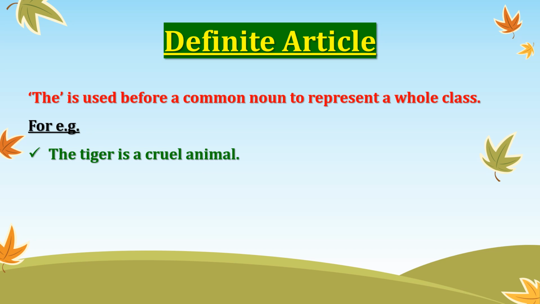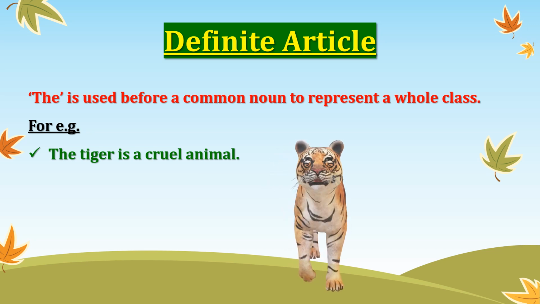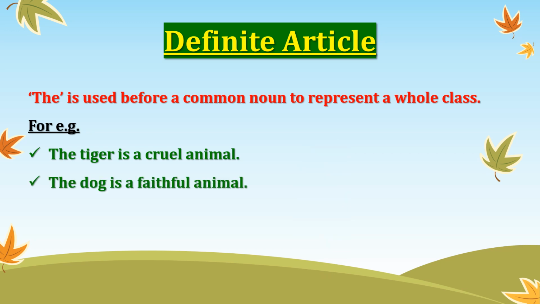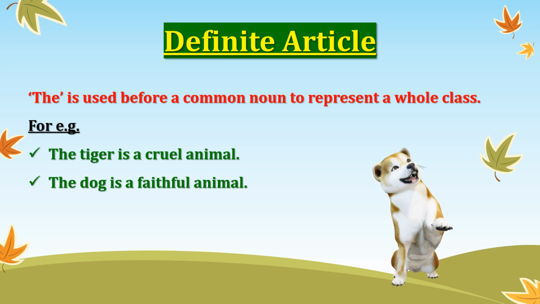For example, look at the sentence given here. The tiger is a cruel animal. Yes, tigers are cruel, and here this common noun tiger is representing the complete class of tigers together. So we have used the article the here. Let us take another example. The dog is a faithful animal. Again, this common noun dog is using the because it is representing the complete class of dogs together.